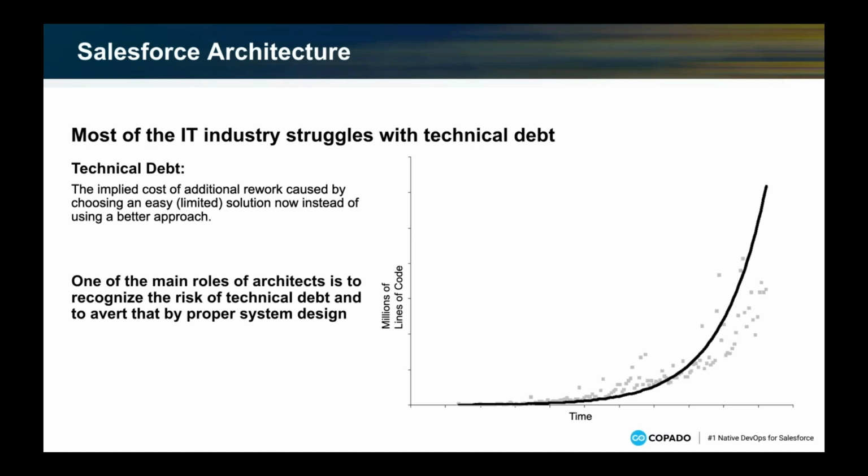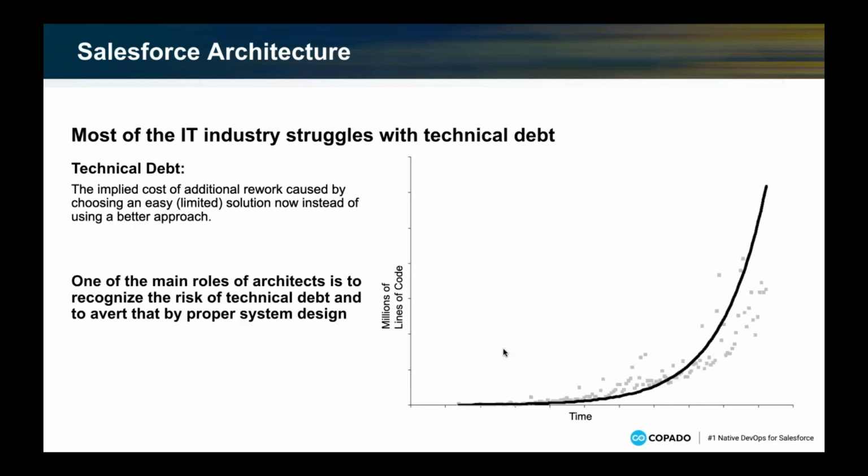So what that does, there's a risk of accumulating significant technical debt. That's one of the things we dealt with in the State of Salesforce DevOps report. And so one of the main roles of architects is to recognize the risk of technical debt and to try to avert that by designing the system in a proper way.